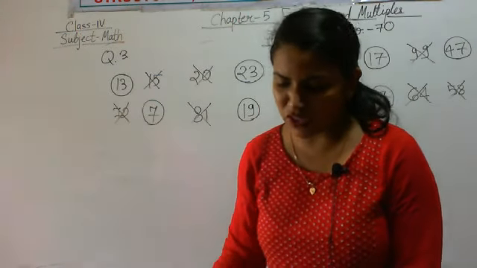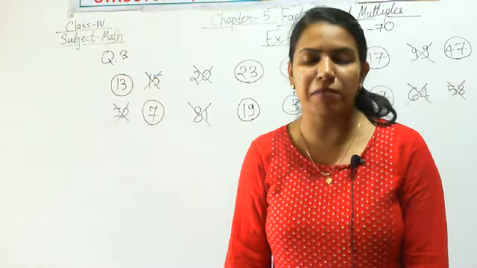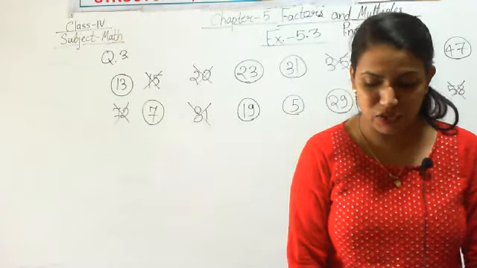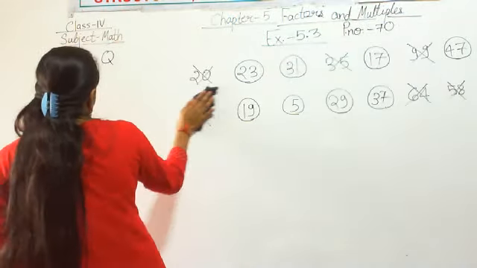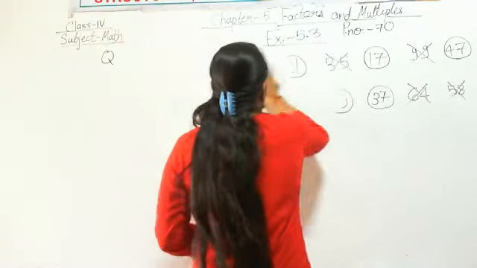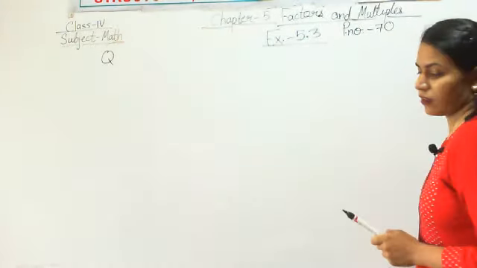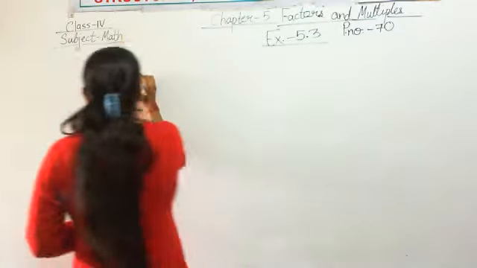Now let us move to question number 4. List all the prime numbers between 1 and 20.